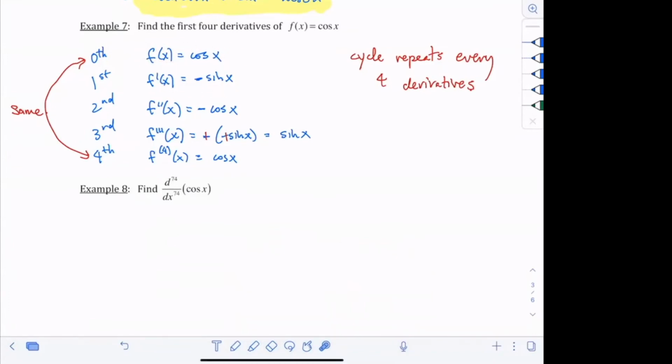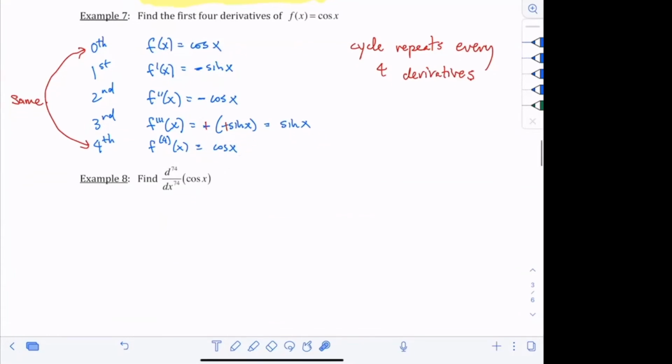What if I asked you 32? Because 32 is divisible by 4, you're back at cosine. If I said, what's the 33rd derivative? You've got to go one more. That'd be negative sine. Okay. 35 would be this guy. 36 is this guy. I'm sorry, 33, 34, 35, and then 36 takes you back to cosine.